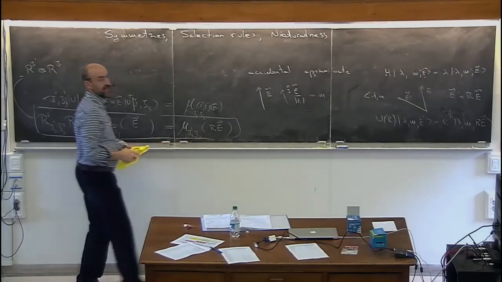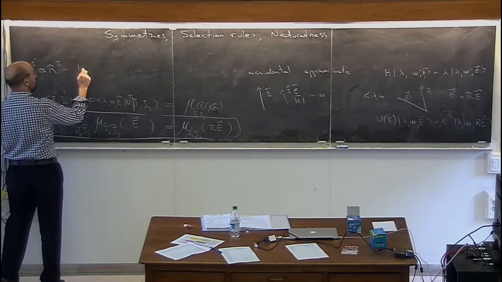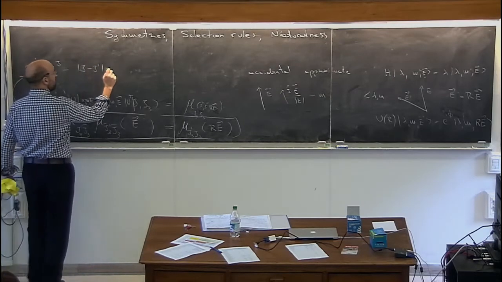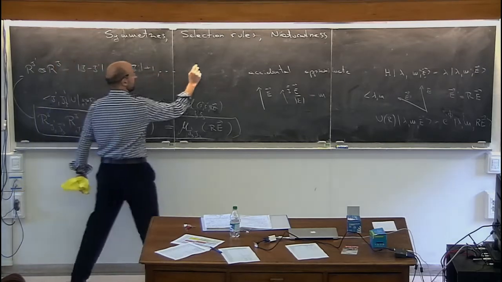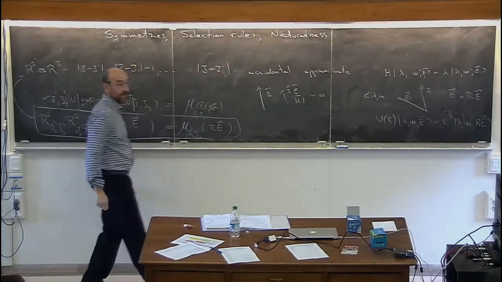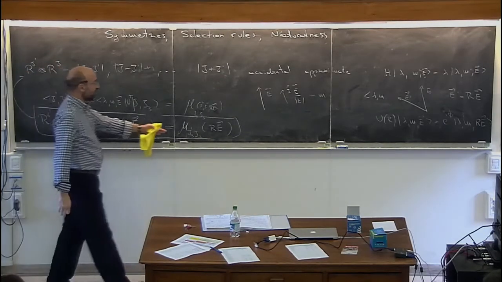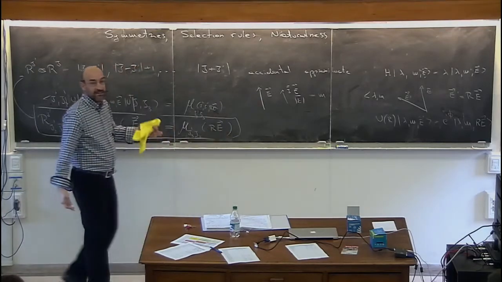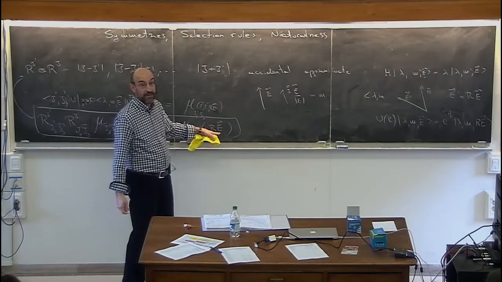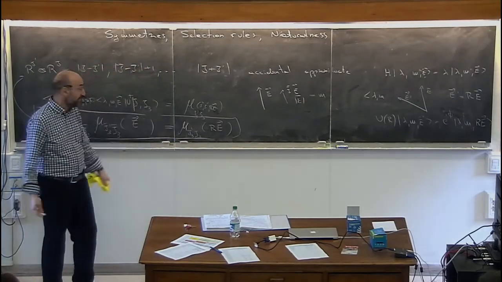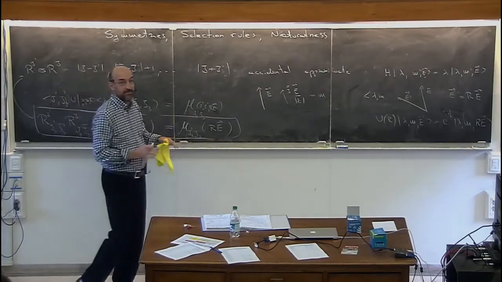Just by using the theorem of addition of angular momentum, this will decompose into irreducible representations with angular momentum J minus J prime, J minus J prime plus 1, and so on up to J plus J prime. The same transformation property should be matched on the right-hand side, where the transformation is obtained by acting with the rotation matrix on the electric field, which is a representation of J equal 1.